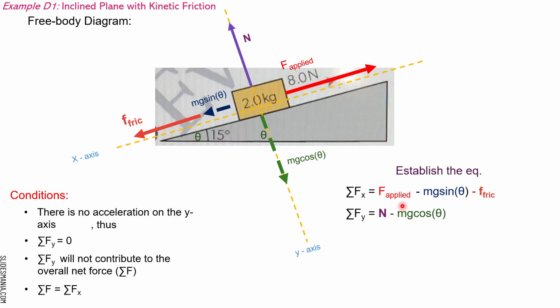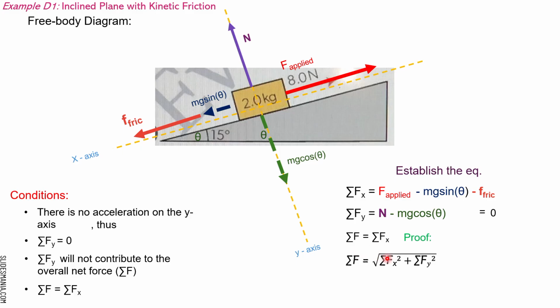Then for Fy, since there's no acceleration in the y-axis, this is simply equal to zero. Now, again, because the summation of Fy is equal to 0, then we have this. So what is the proof?